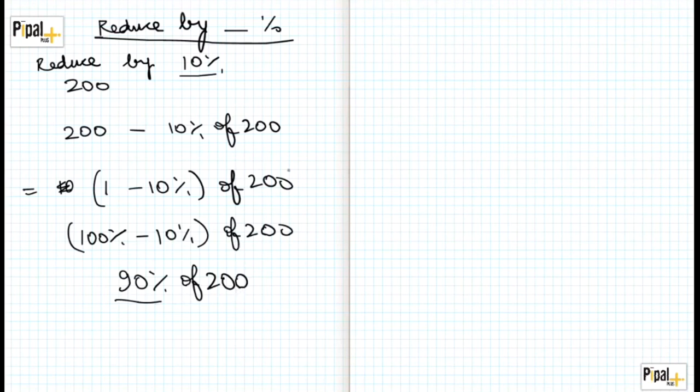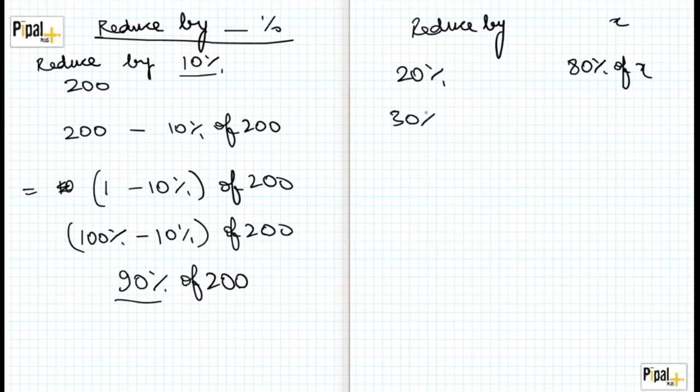Likewise, if I'm asked to reduce something by 20%, then the original number becomes 80% of itself. If I'm asked to reduce something by 30%, then the number becomes 70% of its original self, and so on. So if I'm asked to reduce by 70%, the number now becomes 30% of the original number.